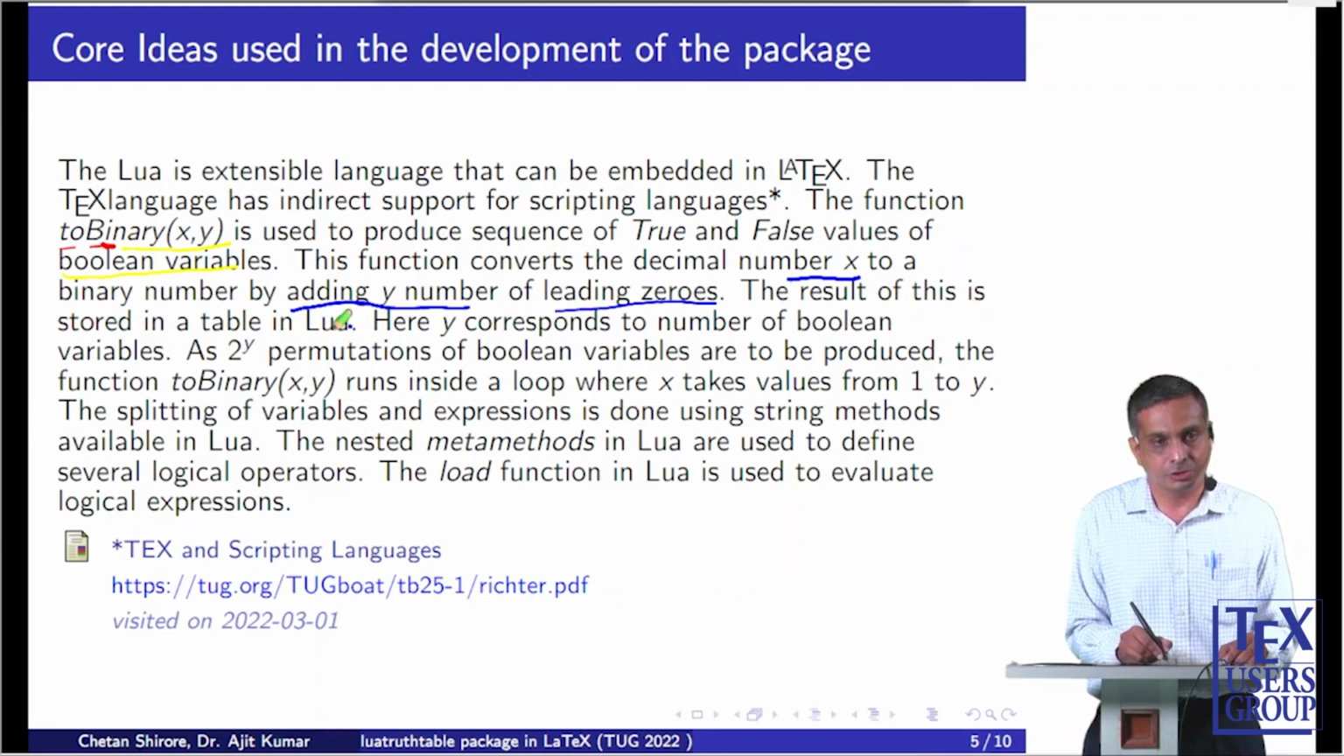The result of this is stored in a table in Lua. Here, y corresponds to number of boolean variables, as 2 raised to y permutations are to be produced for boolean variables. The function 2-binary xpy runs inside a loop where x takes values from 1 to y. The result is that variables get true and false values in a sequence. There are 2 raised to n such combinations produced.